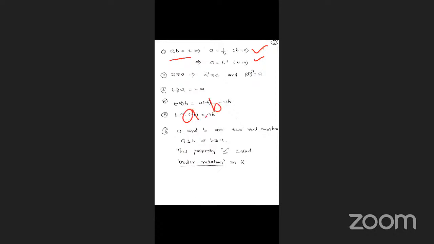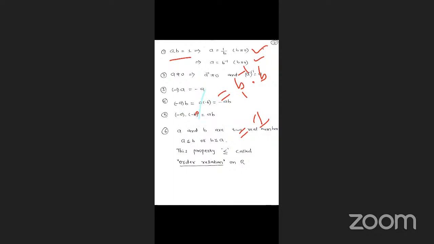Taking a times b is equal to 1, multiplying by b inverse, we get a is equal to b inverse times b inverse... that is, a is equal to b inverse, and b inverse times b is equal to 1. Therefore, we are taking a times b is equal to 1 directly. A times b is equal to 1 means a is equal to b inverse. This is the property we are taking here. And next one, the second one.